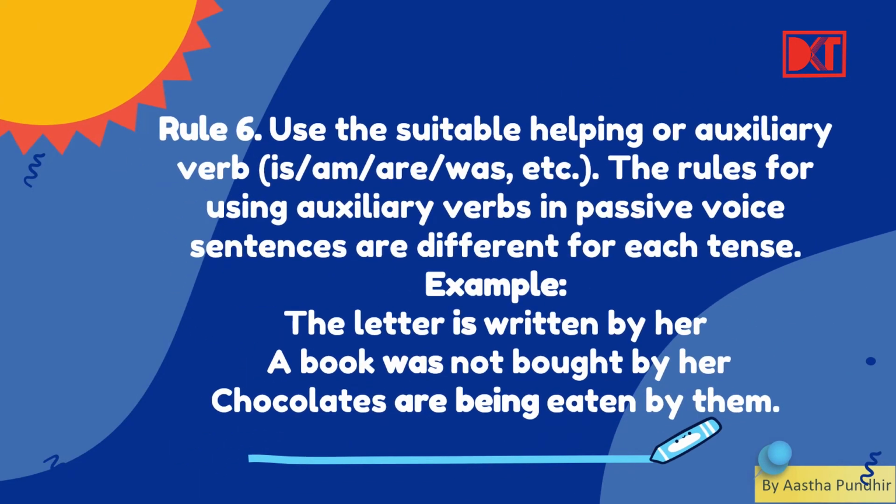Okay, so another rule: use the suitable helping or auxiliary verb. What are auxiliary verbs? The helping verbs. So use the suitable verb. The rules for using auxiliary verbs in passive voice sentences are different for each tense. For example, the letter is written by her. Here we are using is. What is the auxiliary verb? Is. A book was not bought by her. So was is the auxiliary verb here. Chocolates are being eaten by them.